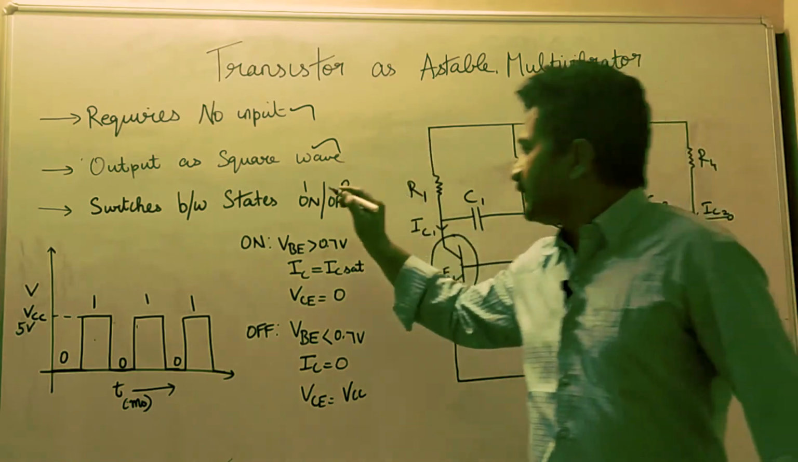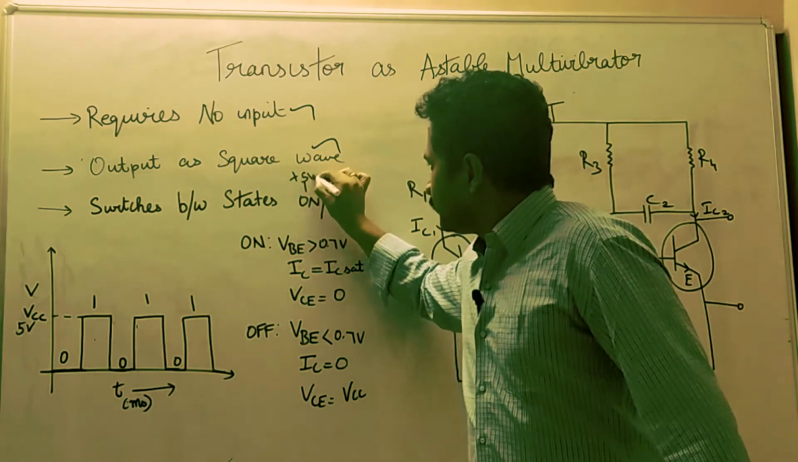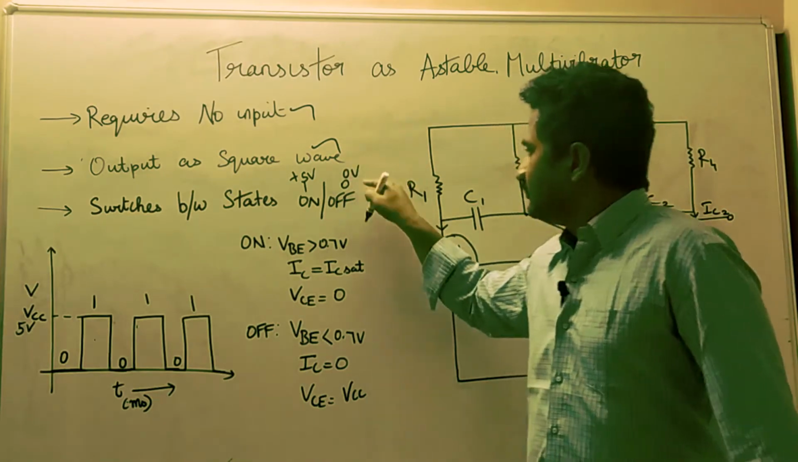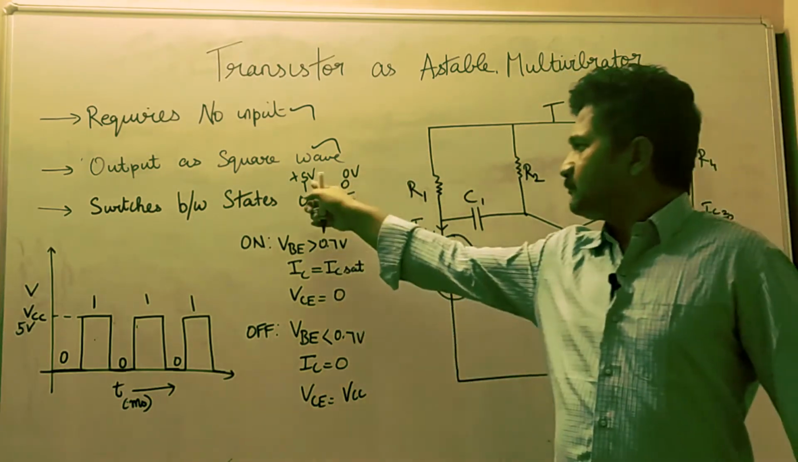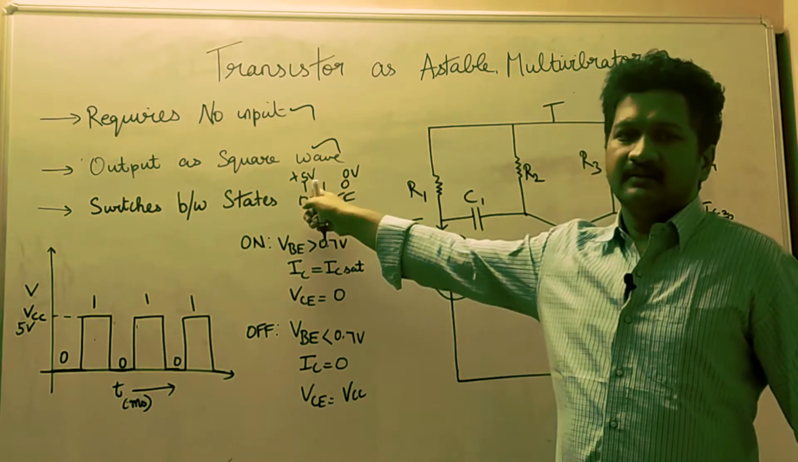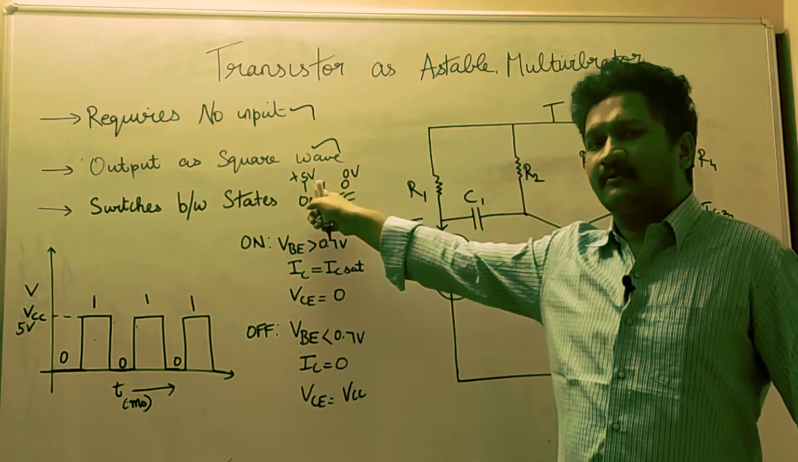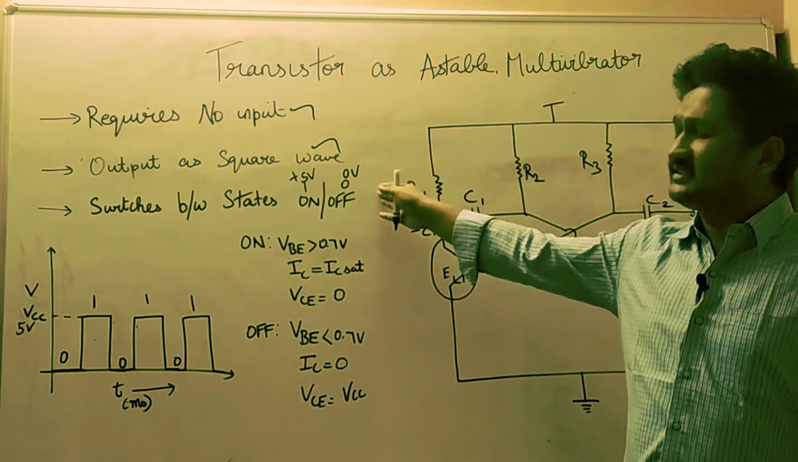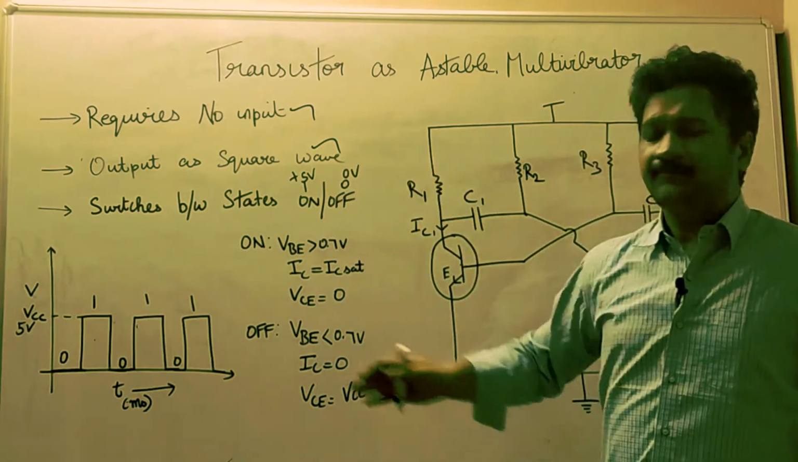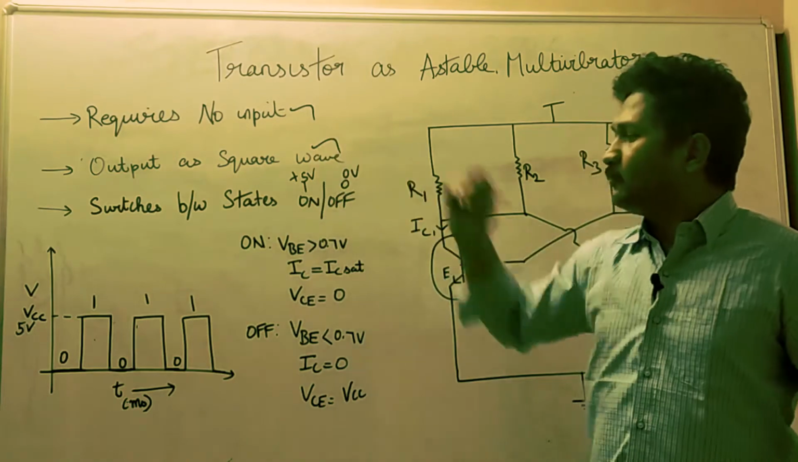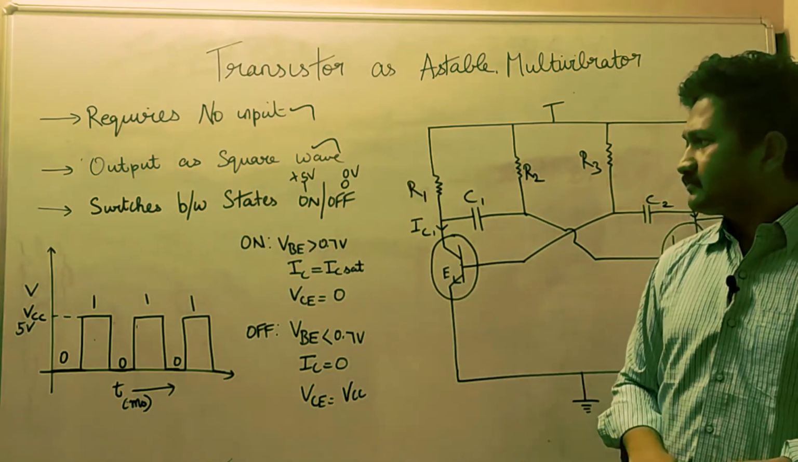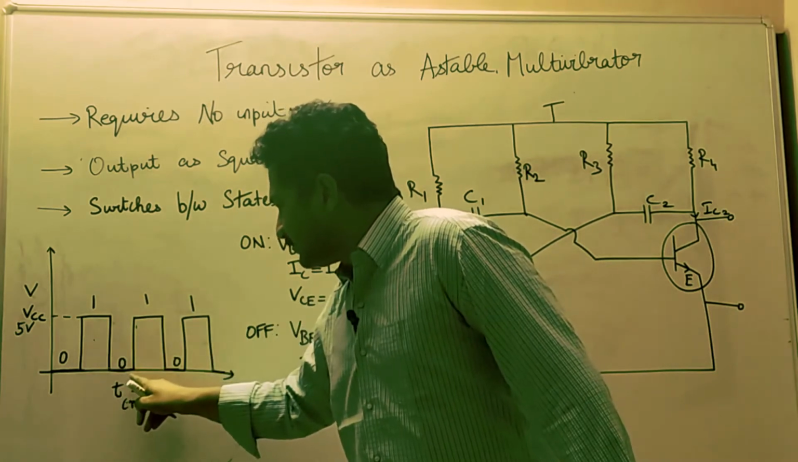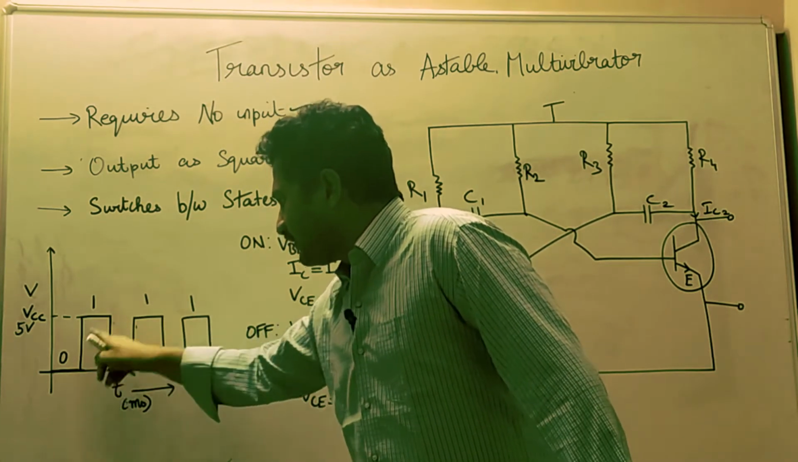The on state may be plus 5 volt, which is 1, and the off state may be 0 volt, which is 0. If we keep VCC as 5 volt, the output will be plus 5 volt. If we keep VCC as 10 volt, the on state will be 10 volt. The amplitude will be 10 volt. This is the 0 and 1 state, constantly switching between 0 and 1, off and on.